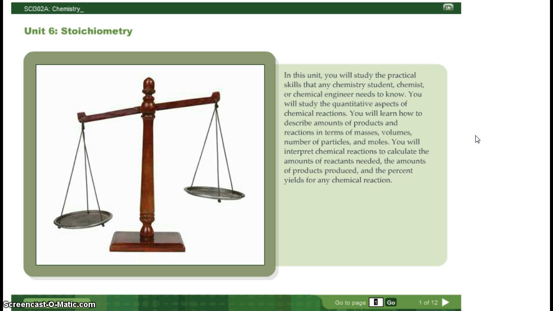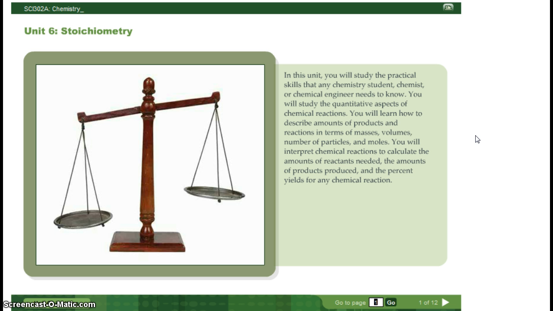You will learn how to describe amounts of products and reactants in terms of mass, volume, number of particles, and moles. Moles, remember, is 6.022 times 10 to the 23rd of anything. Just like if I said you have a dozen eggs, you know you have 12 eggs. Well, if I had a mole of eggs, I'd have 6.022 times 10 to the 23rd eggs.